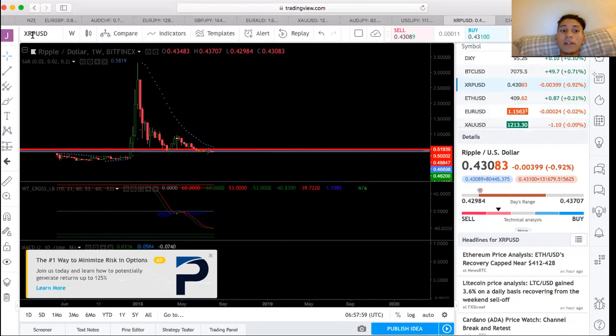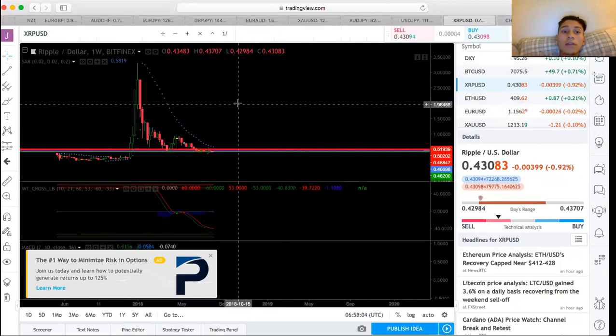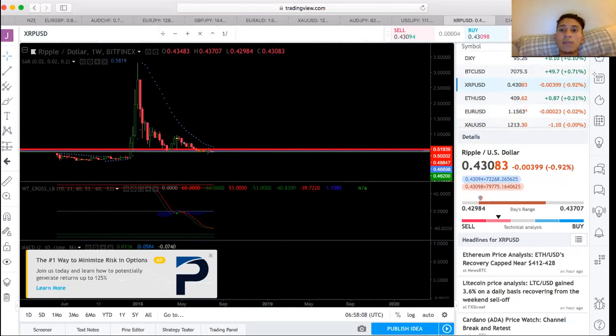So not only are we going to do it with Ripple, we're going to do that with Litecoin, which is another 20,000 pips. We're going to do it with Bitcoin, which is another 20,000 pips. We're going to do that with Ethereum, which is probably going to be another 20,000 pips. We're going to become fucking rich.